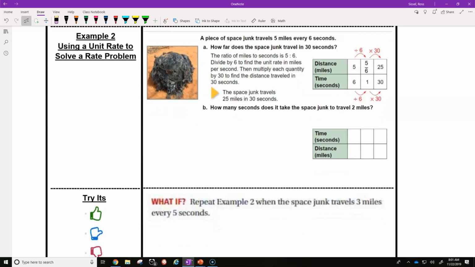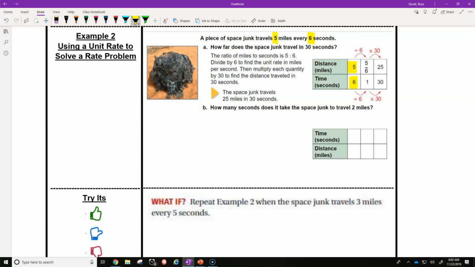Okay, a piece of space junk travels 5 miles every 6 seconds. So, first thing I'm going to do is, there's my first ratio, 5 to 6. How far does it travel in 30 seconds? Well, there's actually a couple ways we could do this. What? Space junk? It just means debris, stuff that astronauts have left out there.